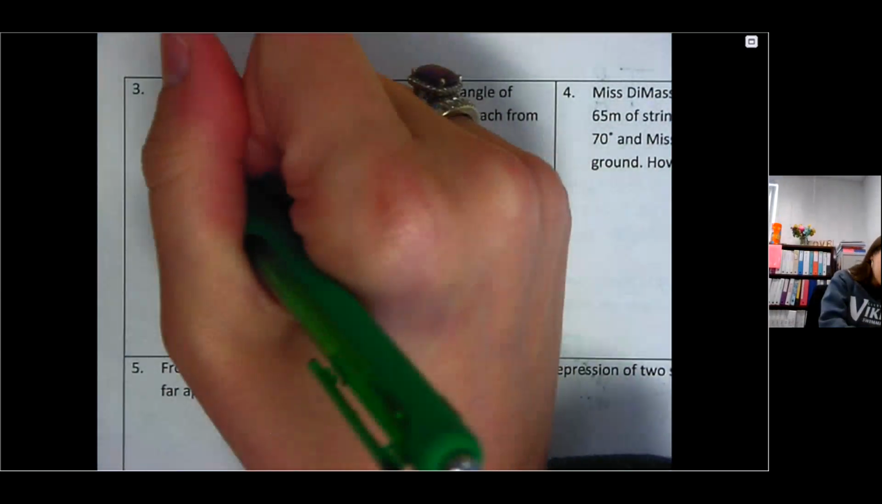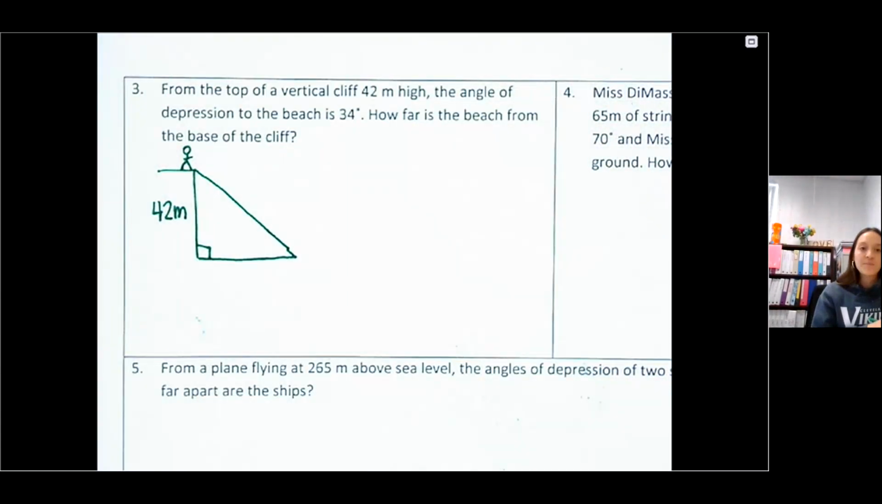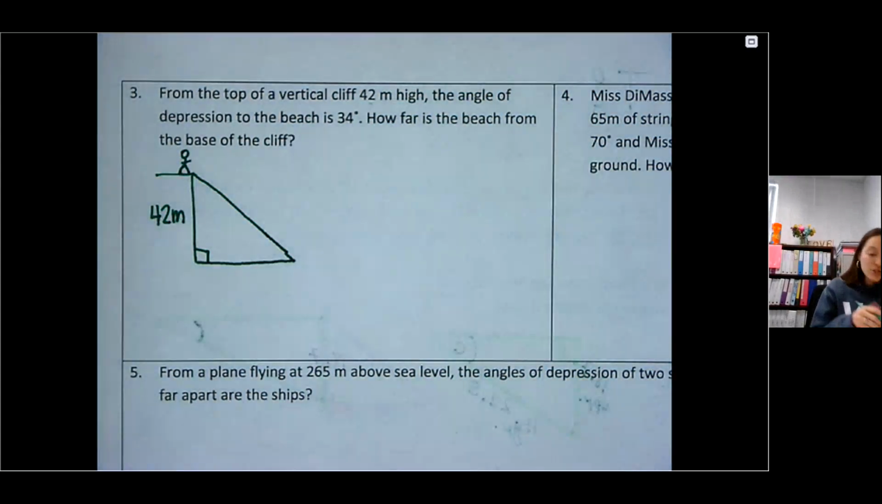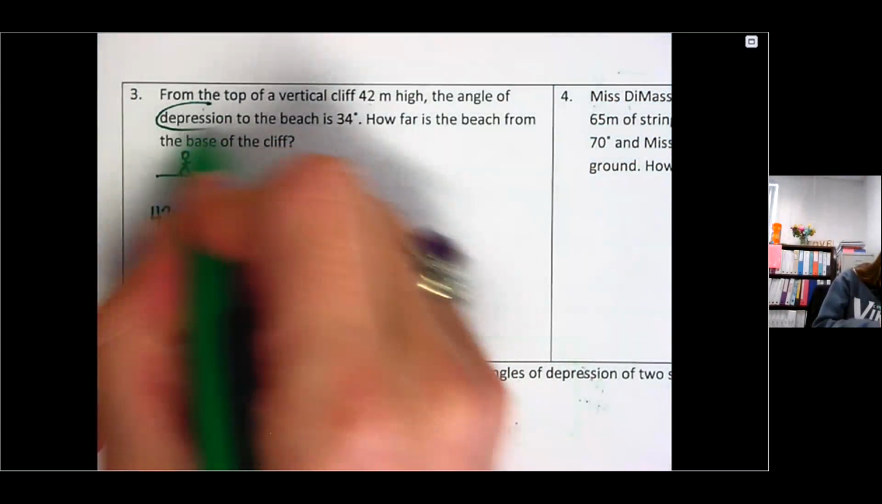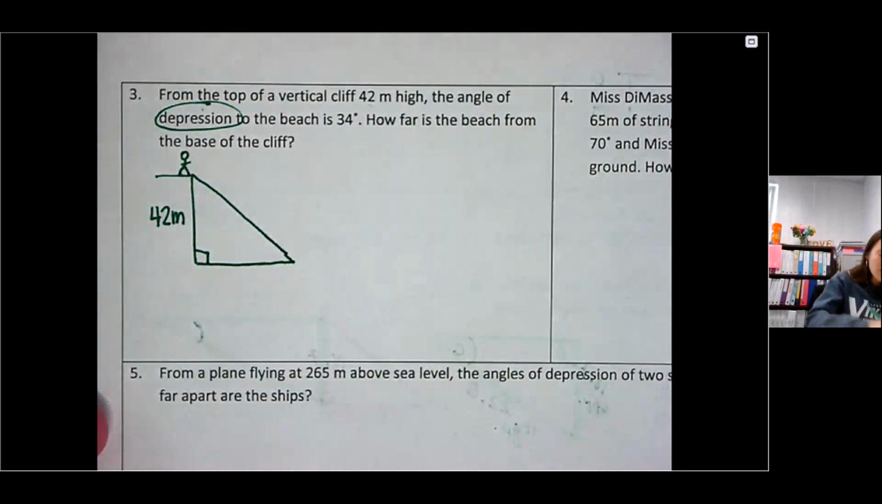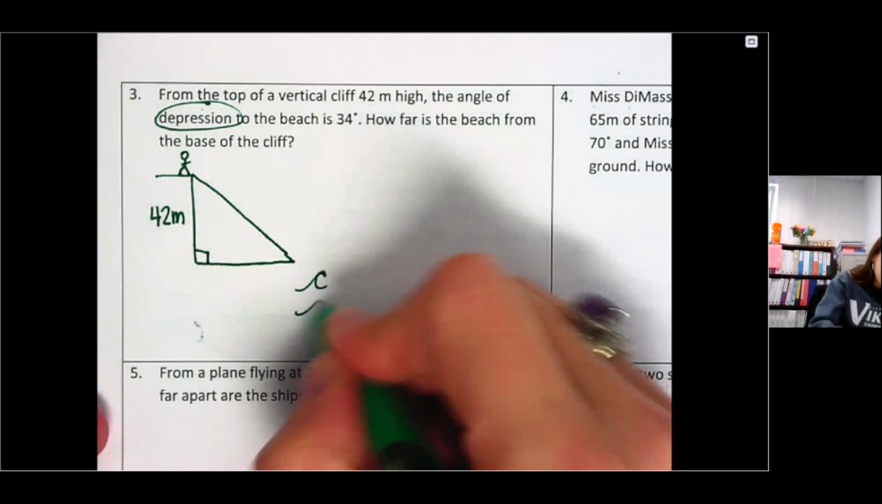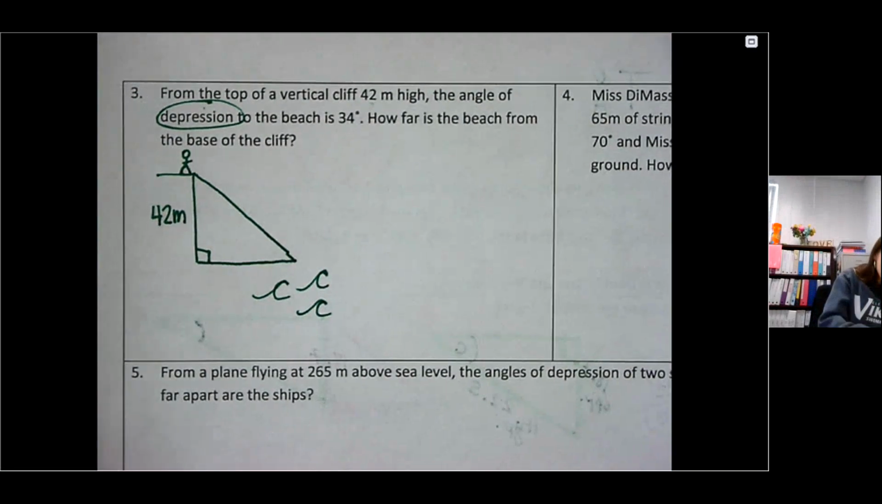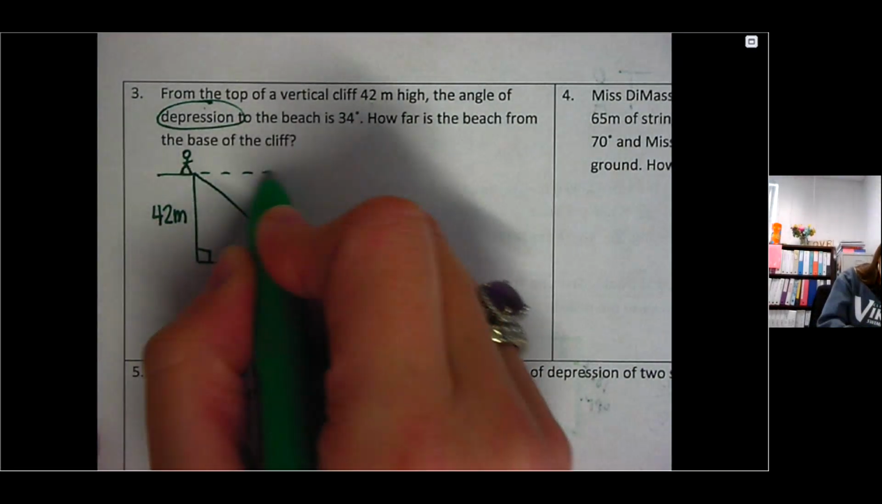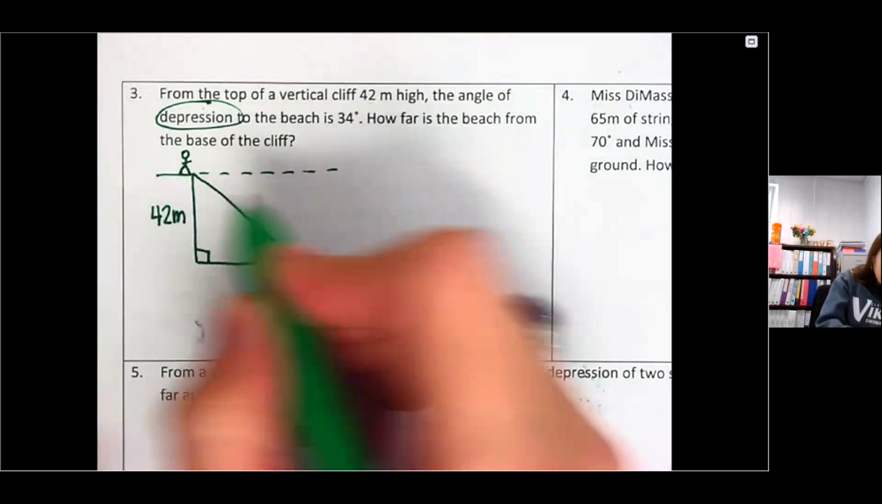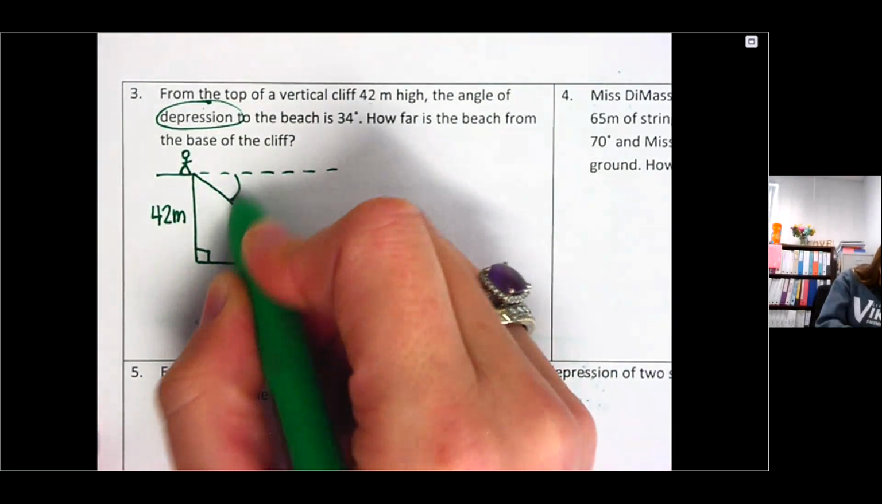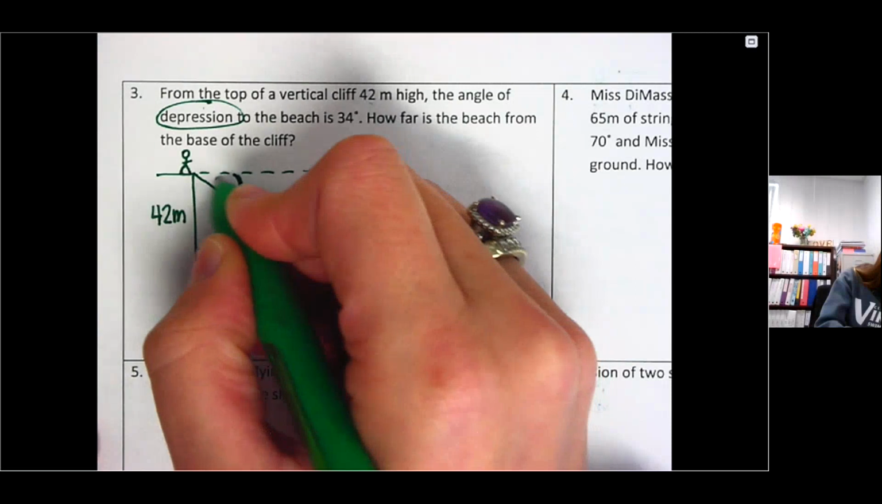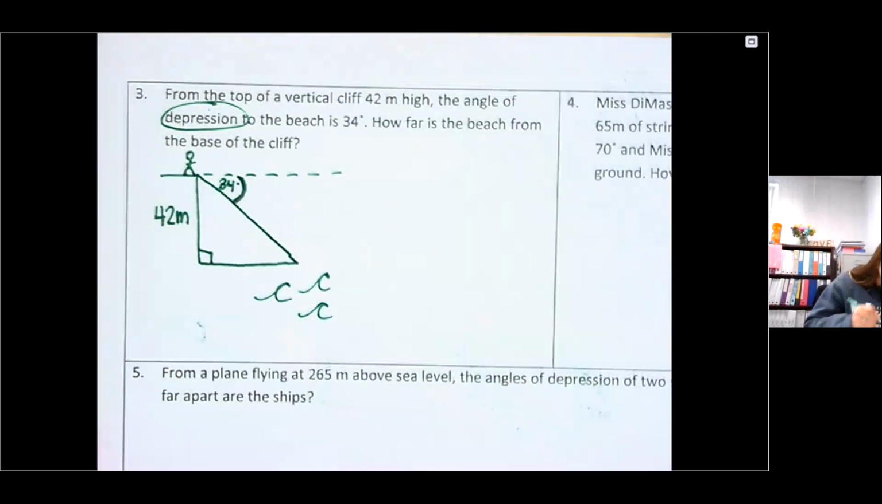Now that means you're standing up here at the top of the cliff. It says the angle of depression to the beach is 34 degrees. So that means the beach is down here. Gorgeous, what a drawing. Depression means if you were looking directly out, you have to tilt your head down. So this angle on the outside right here is 34 degrees.